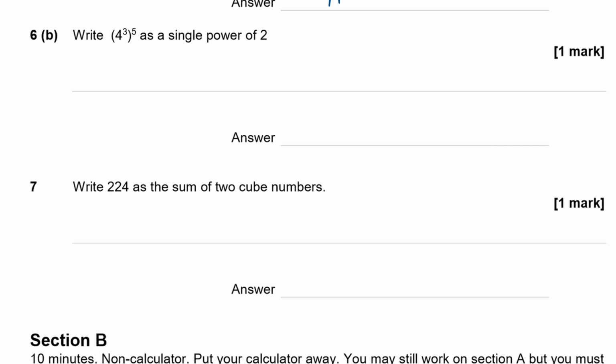Okay, right, 4 to the power 3 all to the power of 5 as a single power of 2.